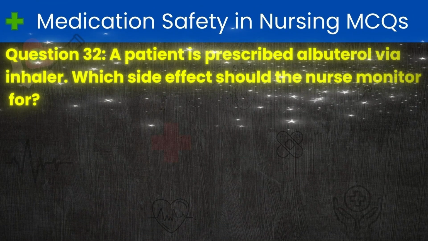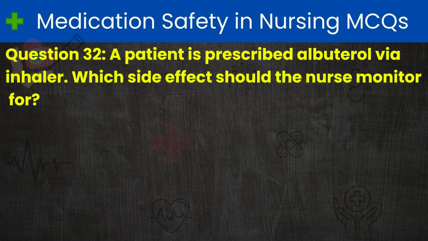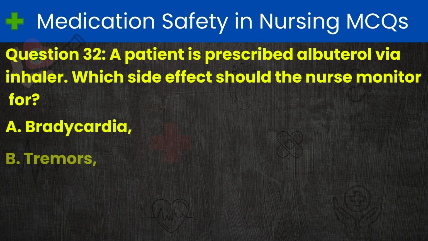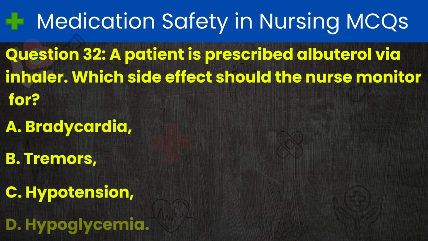Question 32. A patient is prescribed albuterol via inhaler. Which side effect should the nurse monitor for? A. Bradycardia. B. Tremors. C. Hypotension. D. Hypoglycemia.